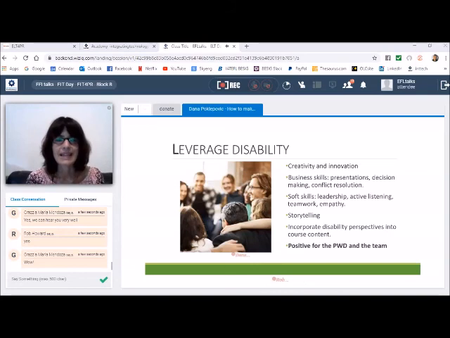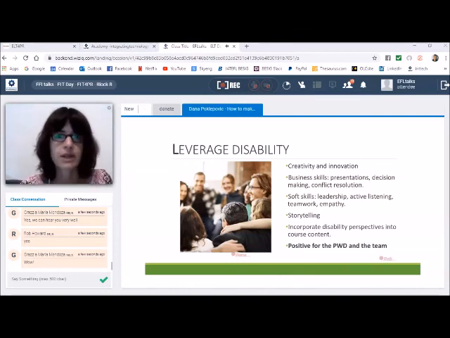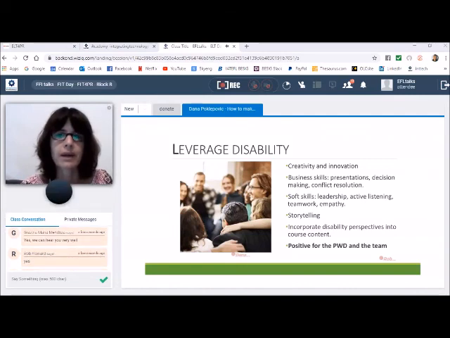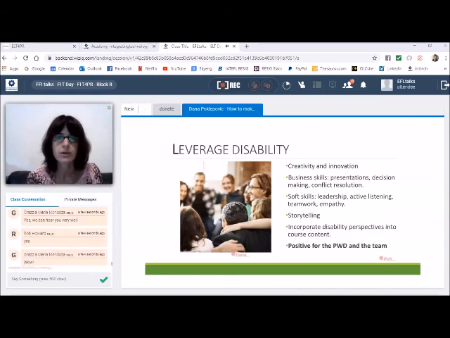The last one is L, leverage disability. It has been demonstrated at all levels that diversity and diverse teams are more productive and more creative. The same applies in schools. As the leader of the group, the teacher has the opportunity to show the benefits of having diverse learners. And we can do this by making them feel really unique and that their contribution is valuable to the classroom.